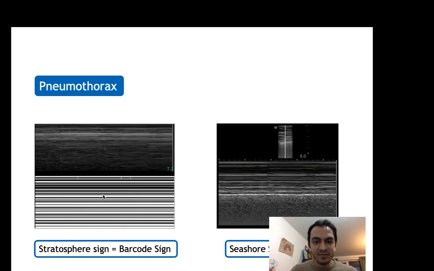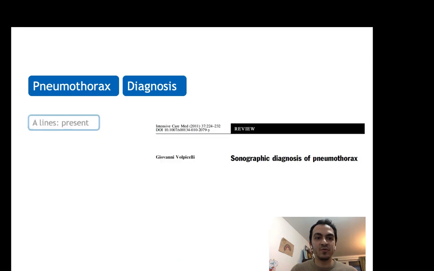So you see the difference here. We almost lost the sandy structure of the lung parenchyma, and you have almost a mirror-shaped reflection of these continuous lines of the chest wall all through the lung. This is called the barcode or the stratosphere sign. It could be one of the signs in pneumothorax.